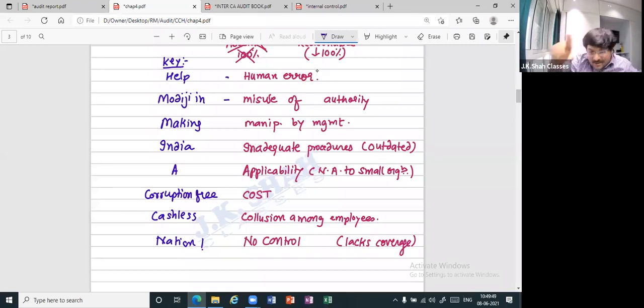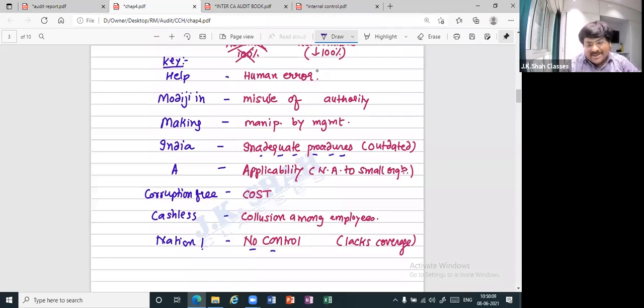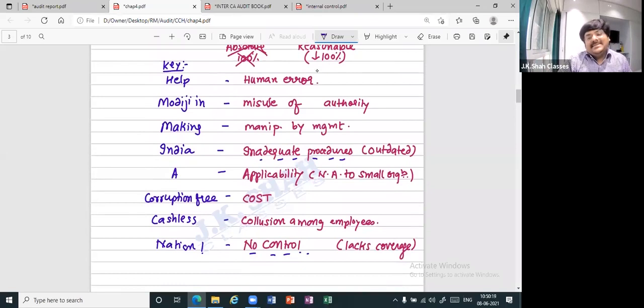See, now do you see? I'm telling you, it's a good key. Making manipulations is okay. India always has inadequate procedures. See, it matches. And obviously our nation has no control. It's going on and on, it has already reached some 135 crores. So there is no control, nation out of control. See, it is nice.